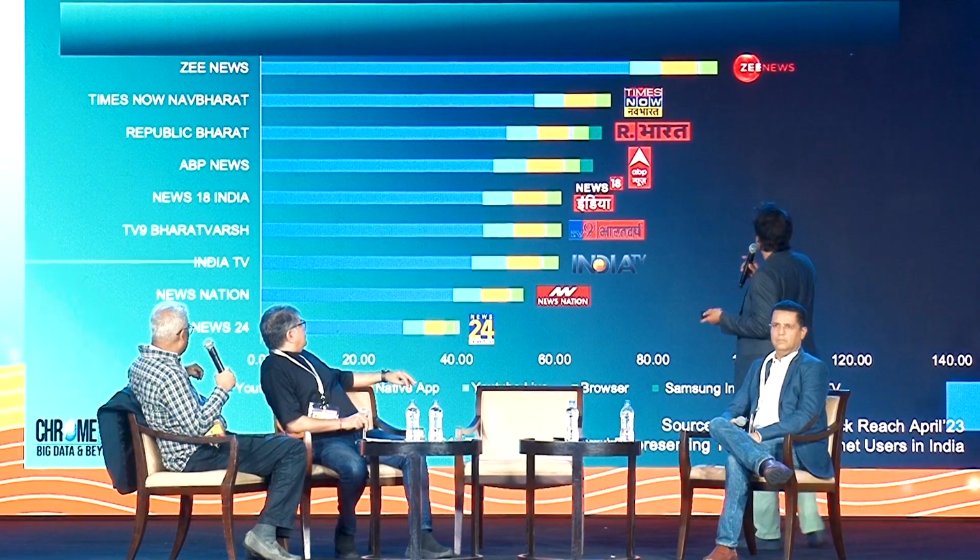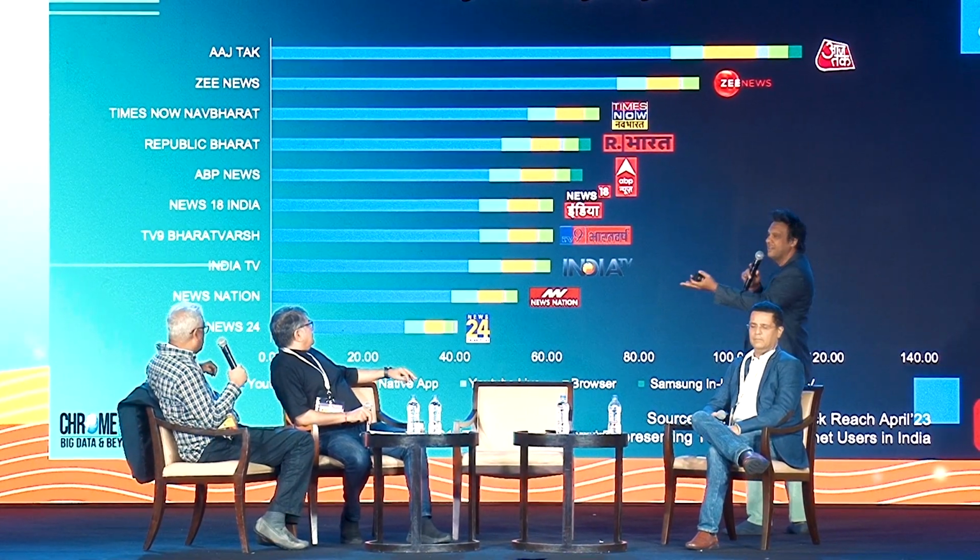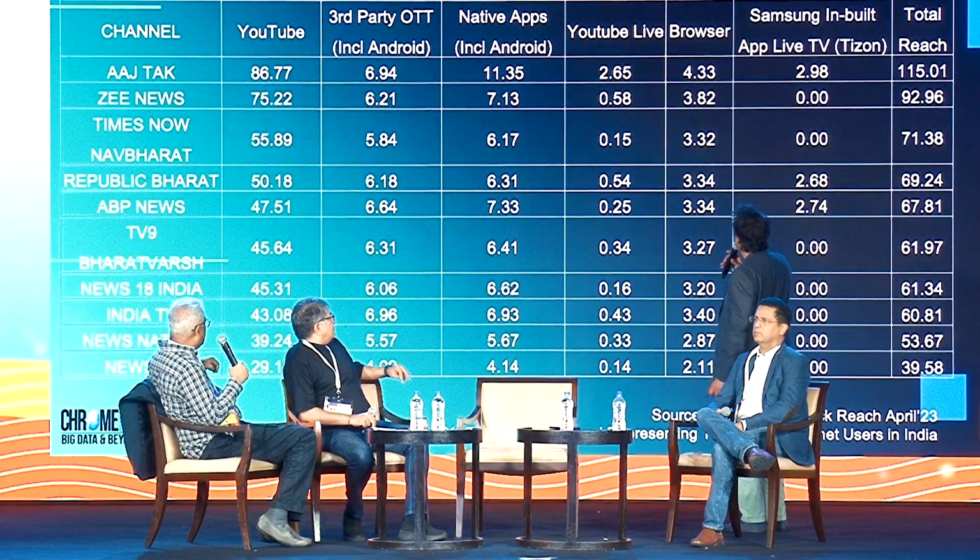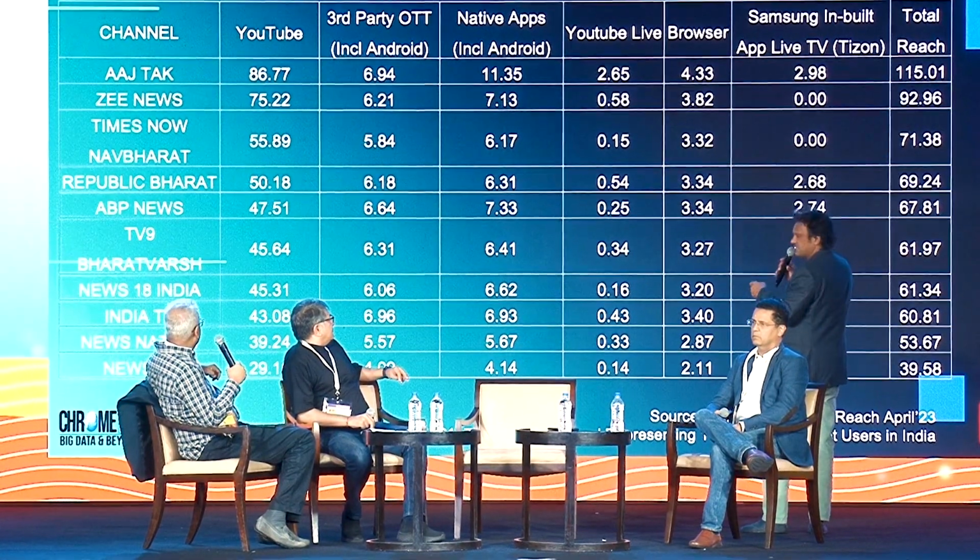The lead here, you've got a distinct number, which is Aaj Tak, which again gets validated if you were to look at the YouTube data as well. With 56 million subscribers, both the data tend to marry each other. That's the number of people who watch content in a month. This is a chart explaining the same, but there's a time crunch. I skipped through that.